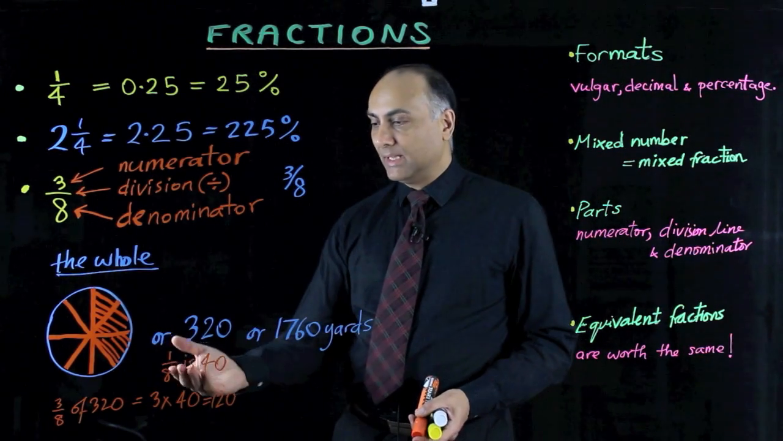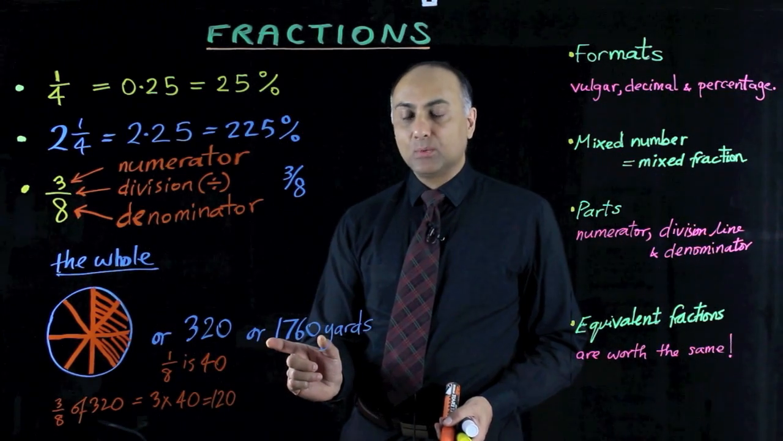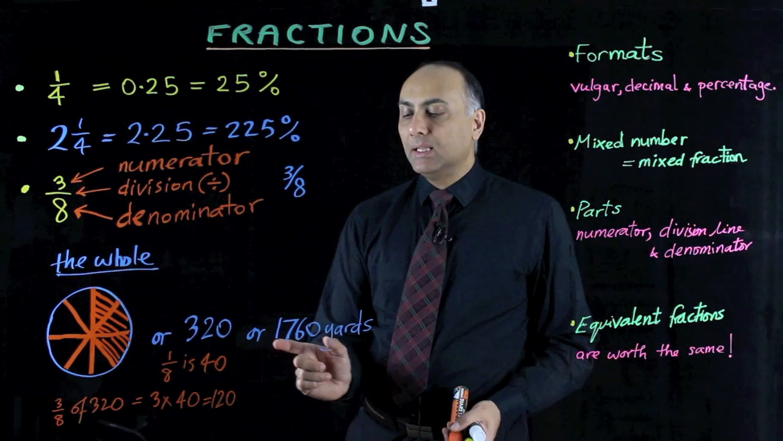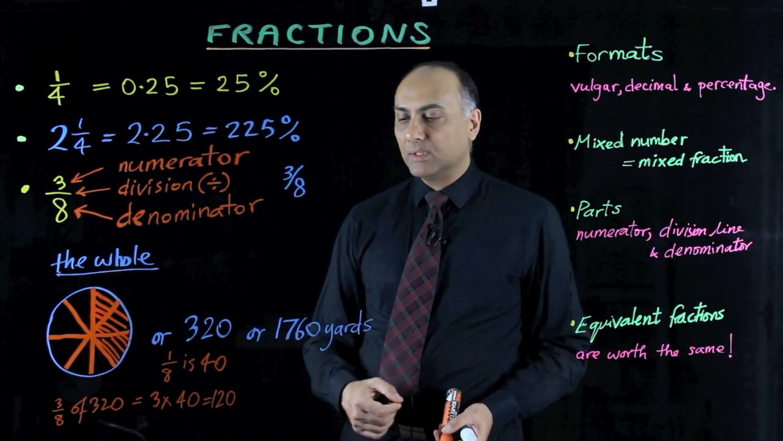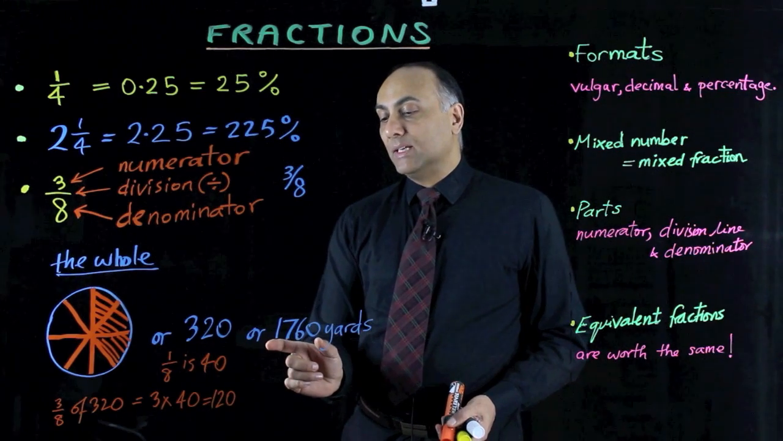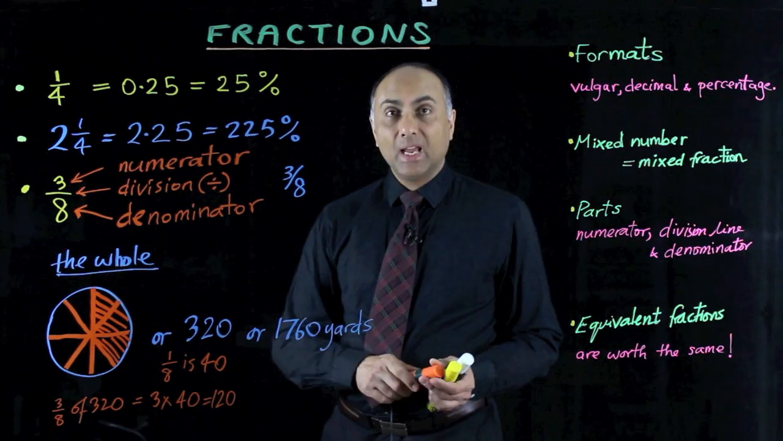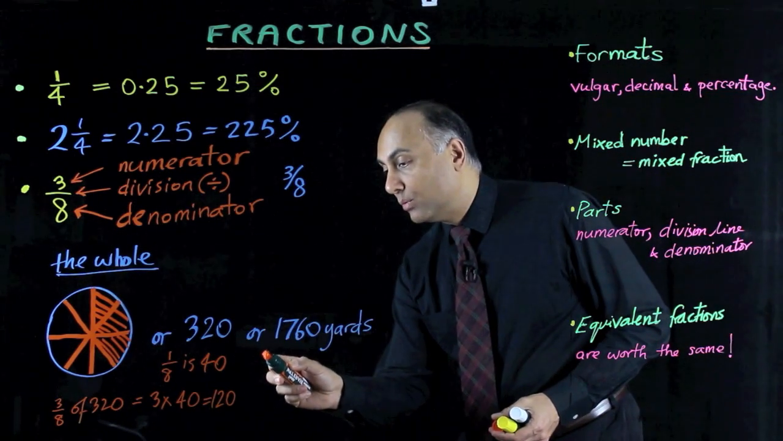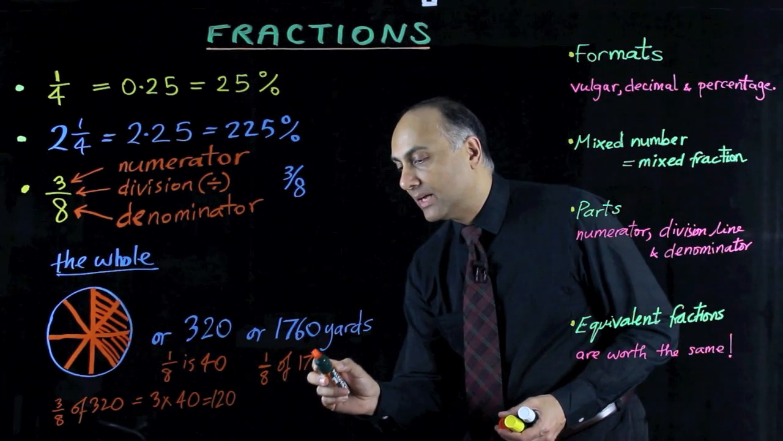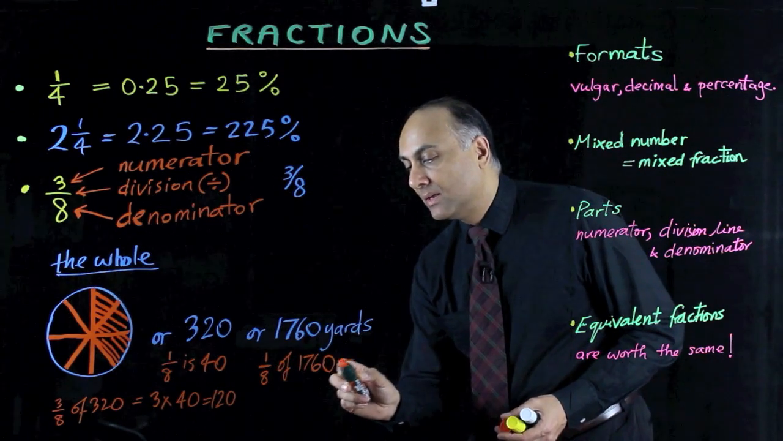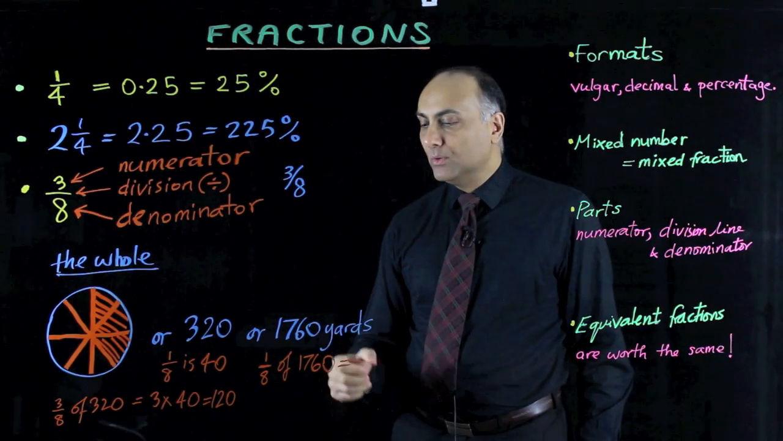Well, we do the same thing that we did here for the 320 in order to get the right number, but because we're finding a fraction of a distance, the answer must still be a distance. So the answer will have yards on the end of it. So the first thing I want is to work out what is 1/8 of 1,760. Which again, if you practice the mental method, that will be very good for you.